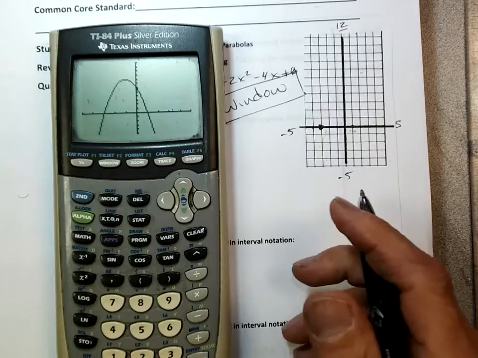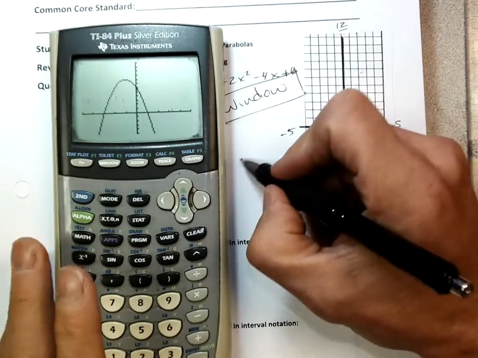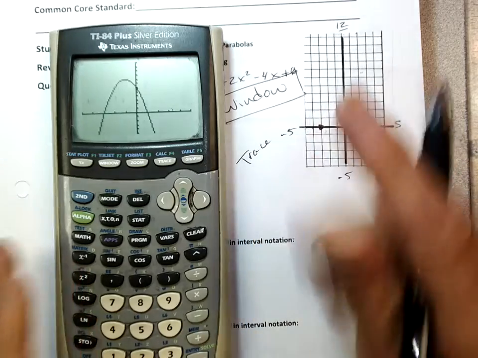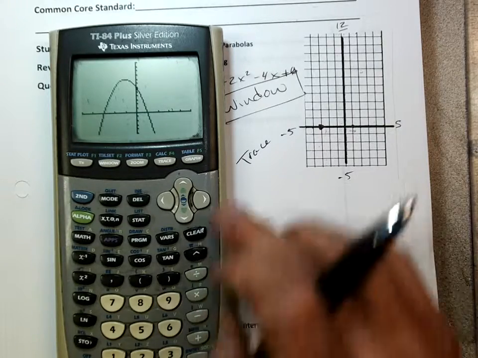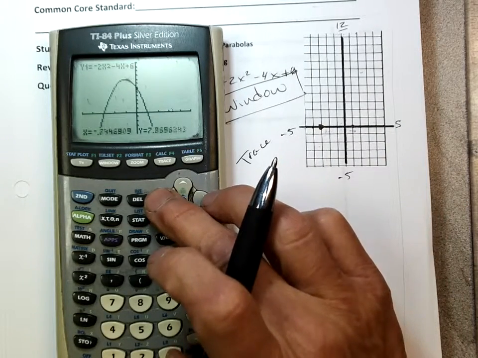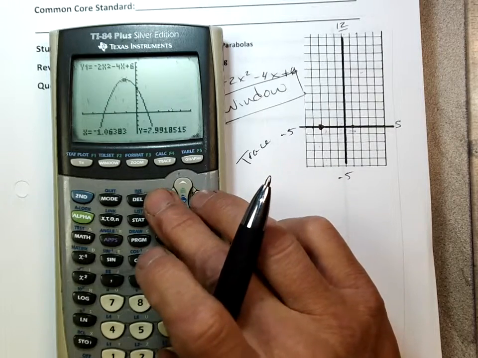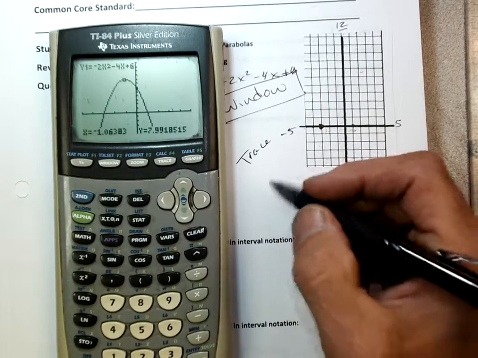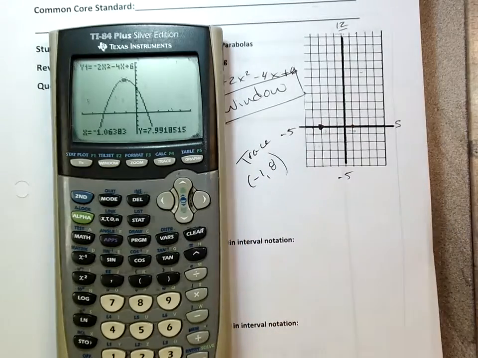Okay. Now my vertex. There's a trace button. When I push my trace button, it's going to move the cursor up and down until I can figure out what the vertex is. So if I push trace, I can roll this calculator along until I'm right to the top. Just right about there. Now the calculator isn't going to get exact, but I'm pretty sure the vertex is at negative 1, 8, okay?